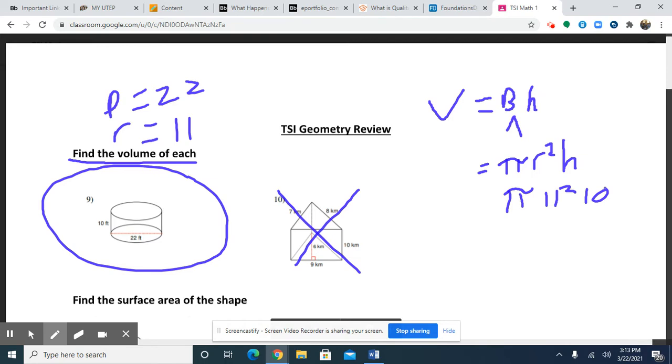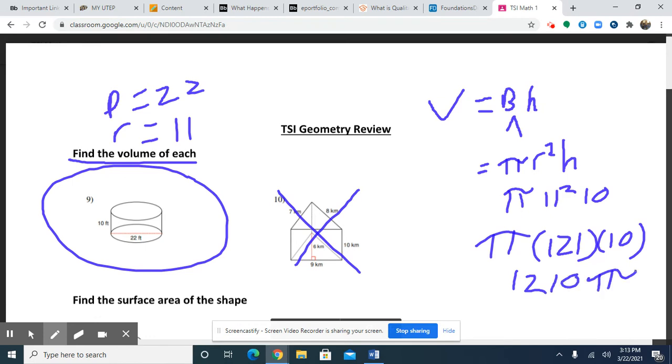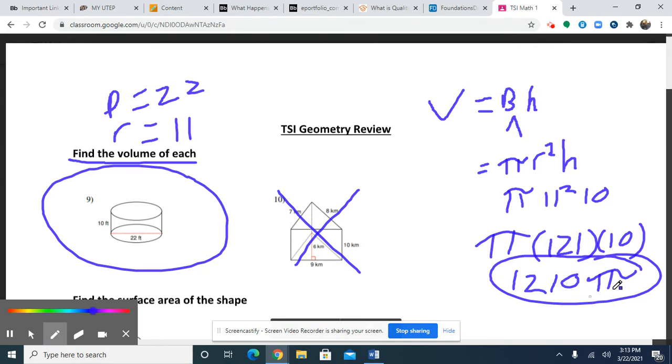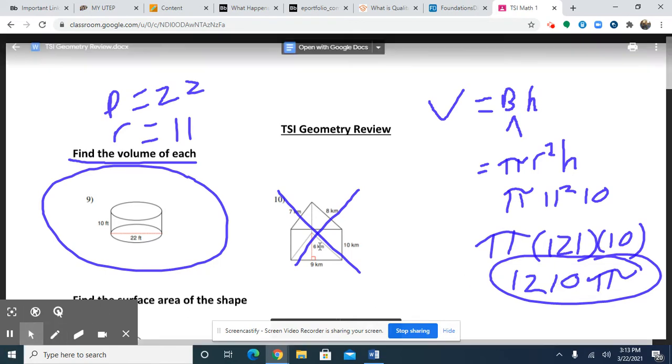So 11 squared is 121, and we multiply that by 10, and we have a total of 1,210, and we could just leave it as pi. You could also give me a decimal form if you wanted to, but I'd go ahead and just leave it in terms of pi.